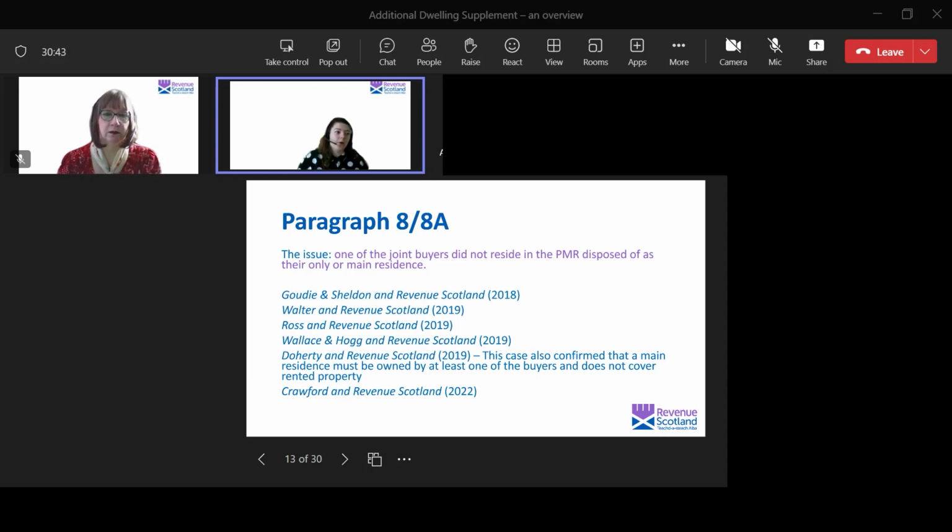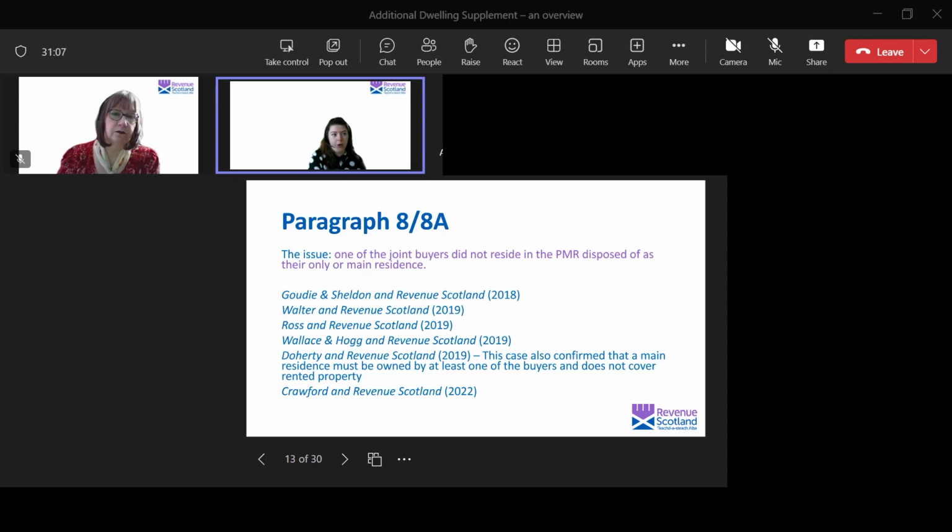Every single buyer needs to meet all of them. And that's because of Section 48 of the LBTT Act, which states that anything required or authorised to be done in relation to the buyer must be done by or in relation to all of them. So if 8A doesn't apply to you, each of the repayment conditions have to be met by each of the buyers that are buying the new property. So let's take an example then.